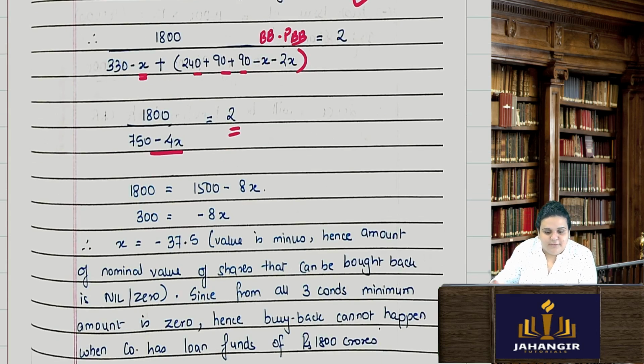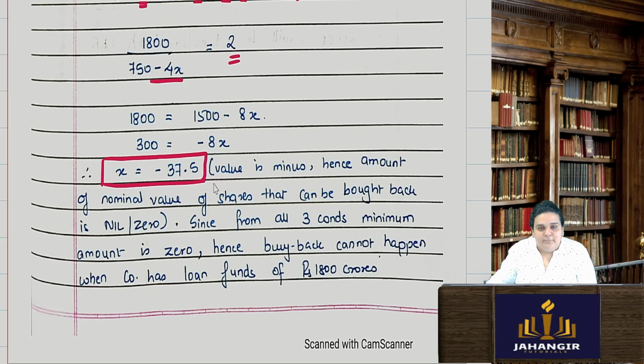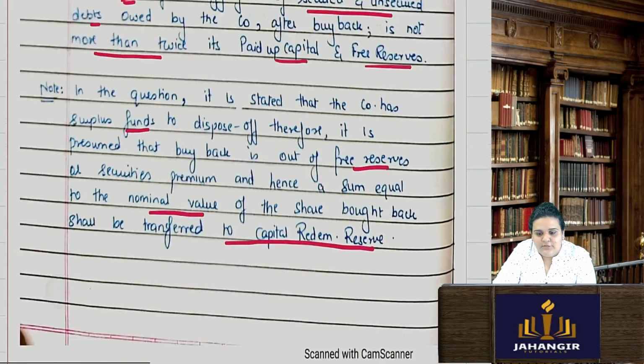When I will solve it further, I will come to this point where x will come as minus 37.5. Now, this minus 37.5 means the amount of the nominal value of the shares that can be bought back is nil, is 0. Okay. When I am getting an amount of x in negative, that means the nominal value, face value of the shares that can be bought back is 0. Since from all the conditions 0 is the least.